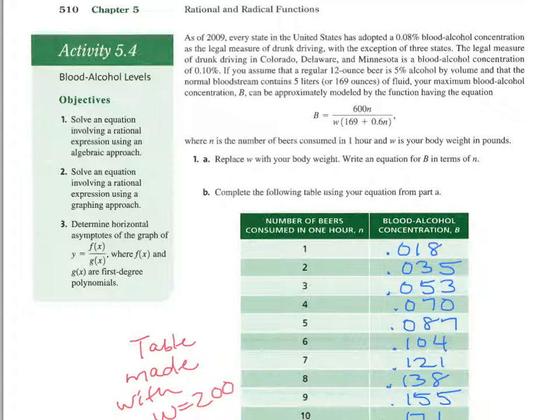We're starting with a situation that is giving us a function for the amount of alcohol in our bloodstream, the blood alcohol concentration, for however many beers we drink per hour. So if we look at this function right here, they're giving us B equals 600n divided by W times 169 plus 0.6n. So n is our number of beers, and B, our blood alcohol, is dependent on the number of beers we consume per hour, and also our weight.